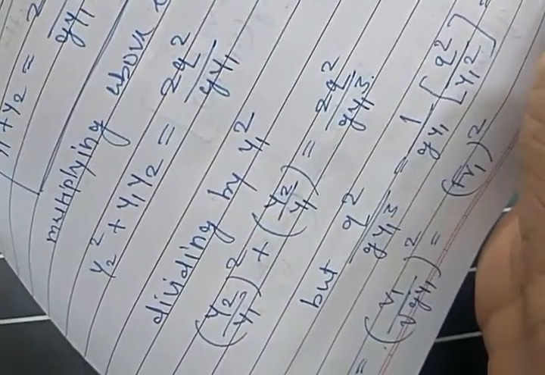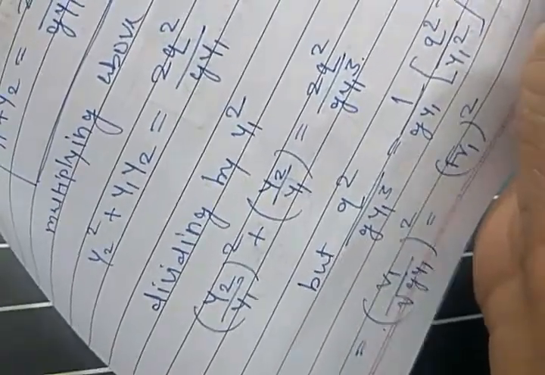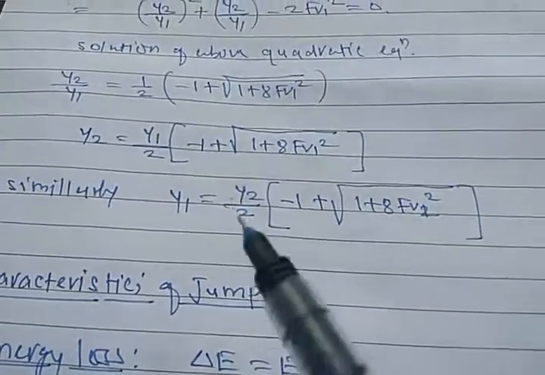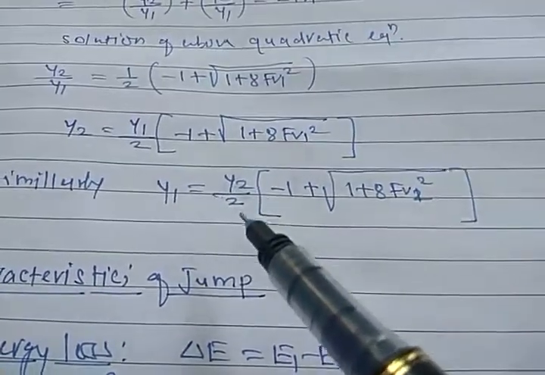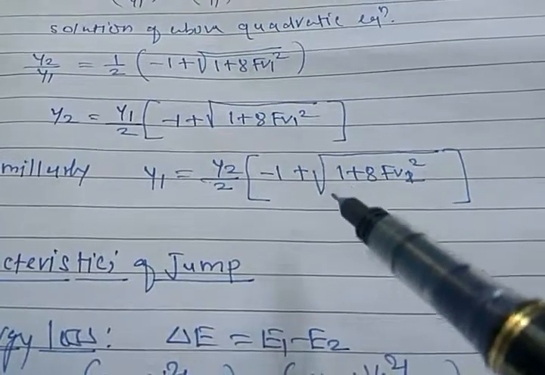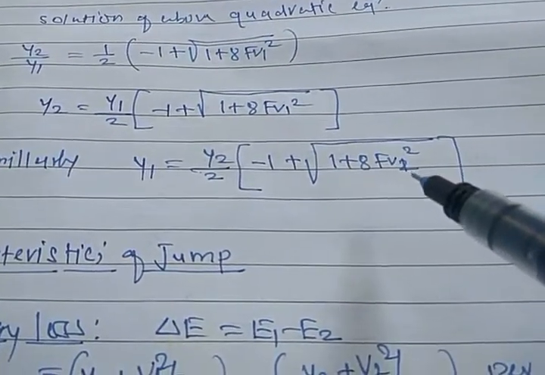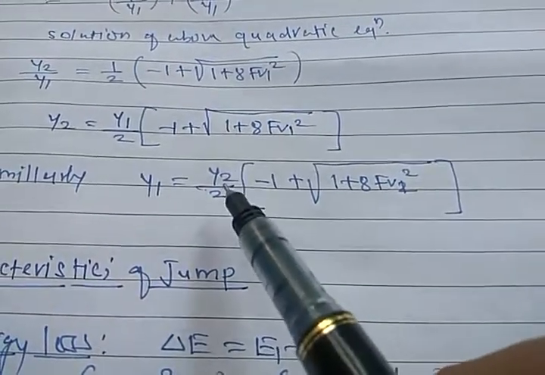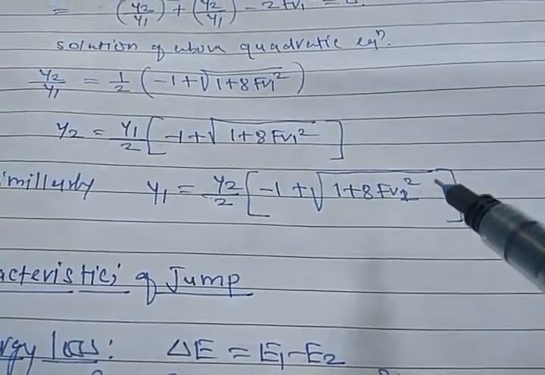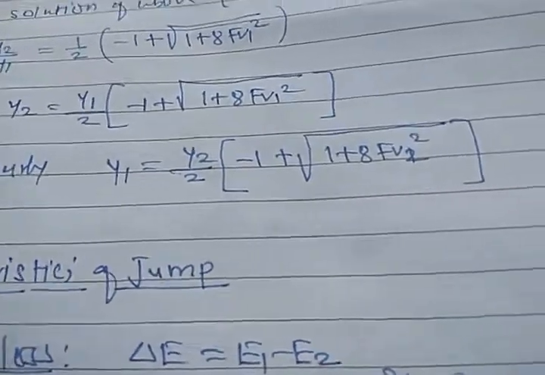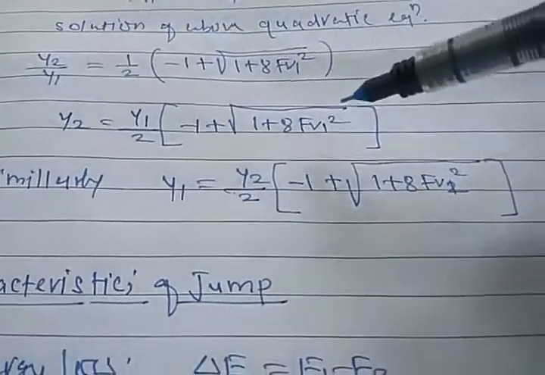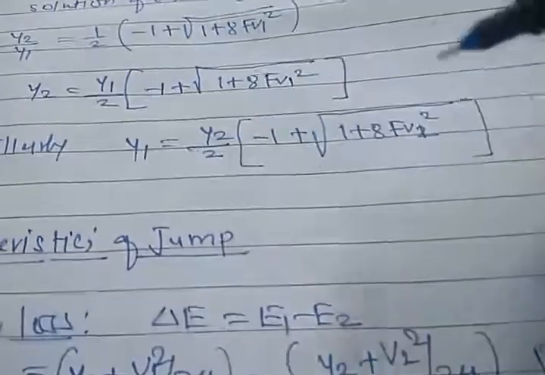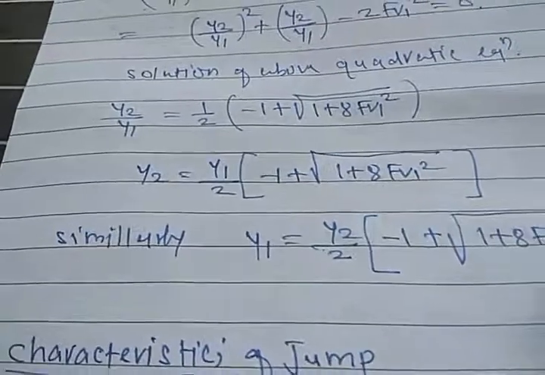Similarly, we divided this equation by y1 square; now if we divide it by y2 square, we can get another equation. It will be like this: y1 is equal to y2 by 2 into bracket minus 1 plus square root of 1 plus 8 Fr2 square. So here we can find y1 from y2 and Fr2 square. Which equation to be used depends on whether Fr1 is given to you or Fr2 is given to you.